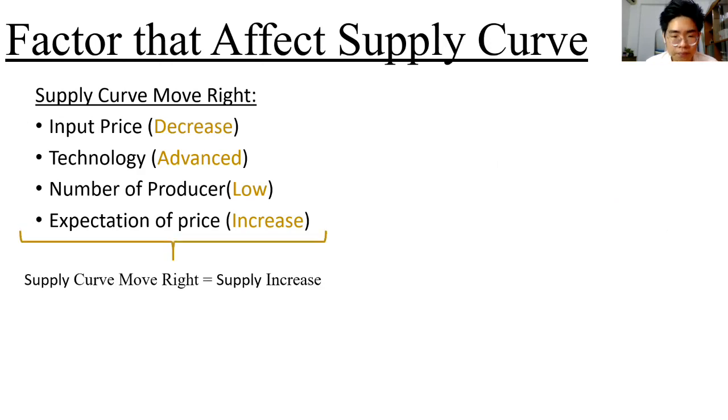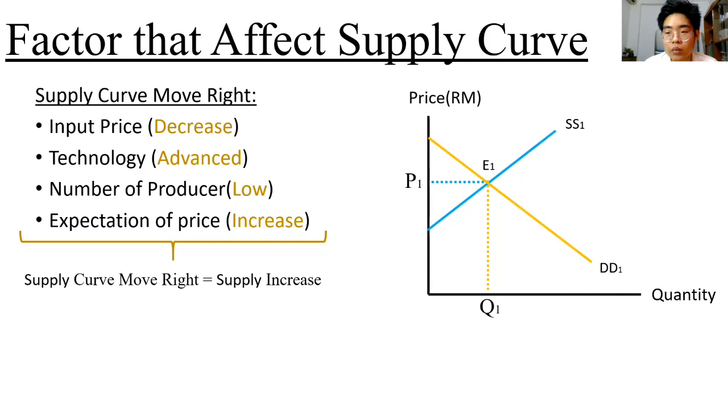For example, when the input price decreases, technology advances, the number of producers is low, and expectation of price increases, the supply curve will move to the right from SS1 to SS2. This will show that the quantity of supply increased from Q1 to Q2, while the price decreased from P1 to P2.